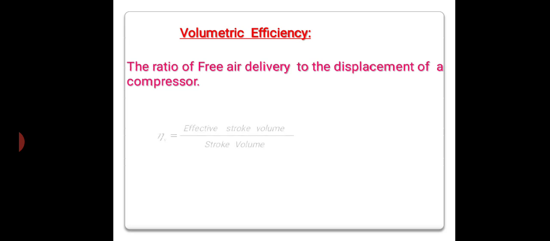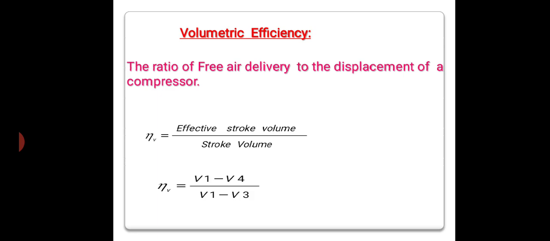Now the volumetric efficiency we have discussed is the ratio of free air delivery to the displacement of the compressor. So the volumetric efficiency is equal to effective stroke volume upon the stroke volume. The effective stroke volume is V1 minus V4, and the stroke volume is V1 minus V3. So volumetric efficiency we got from this formula.